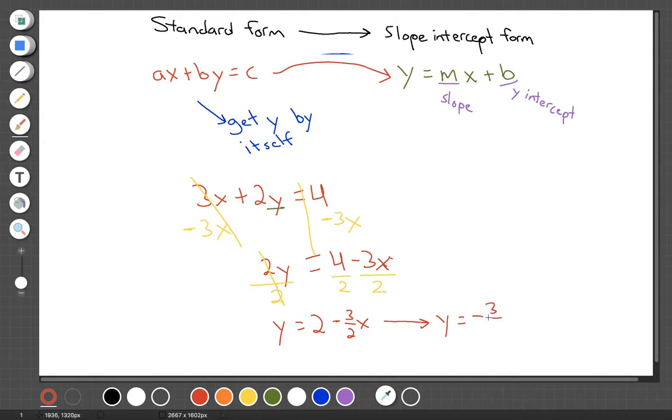So if you're going to rewrite them, you've got to keep it like that. It was a positive 2, so it's plus 2. So you can't just switch them and keep the minus. That minus is attached to this negative 3 over 2x, so you've got to move it with it. And that 2 is positive, so you keep that plus with it as well. So now you know your slope is negative 3 over 2 and your b is 2.